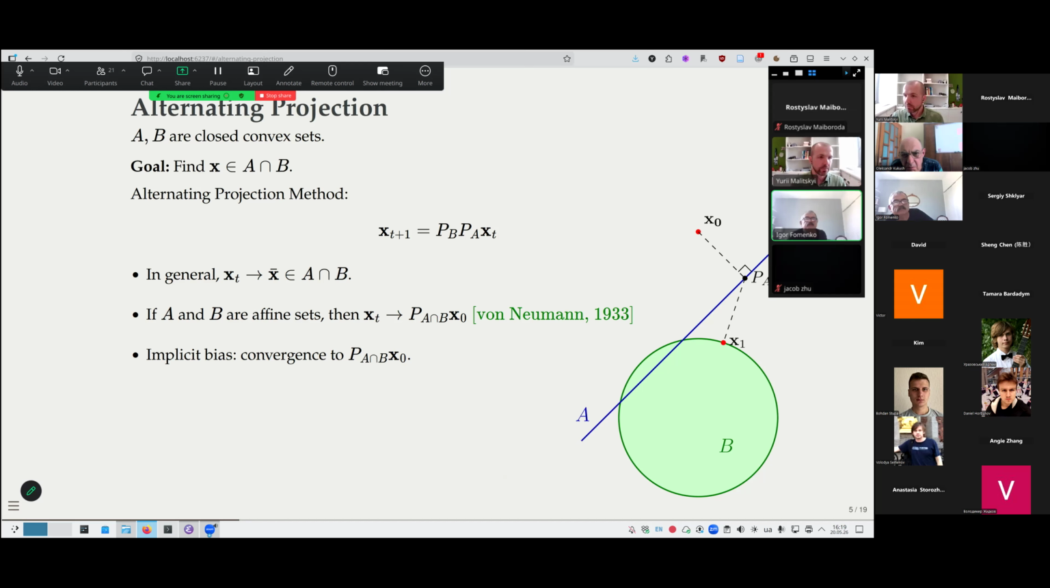Okay. It's different from the previous one, but also, right, there is some implicit bias under some assumption, when A and B are good sets. Any questions?